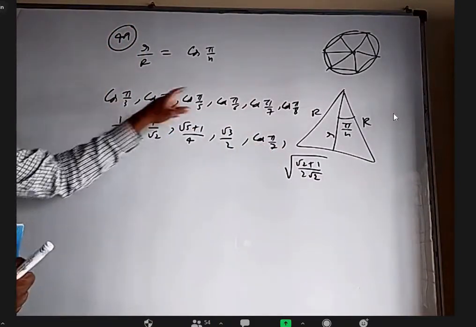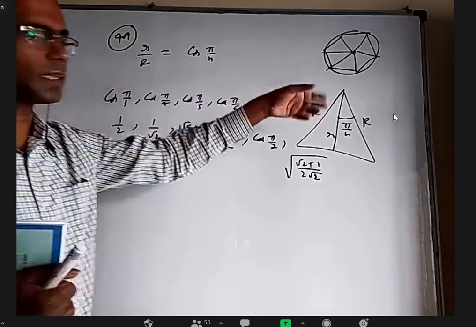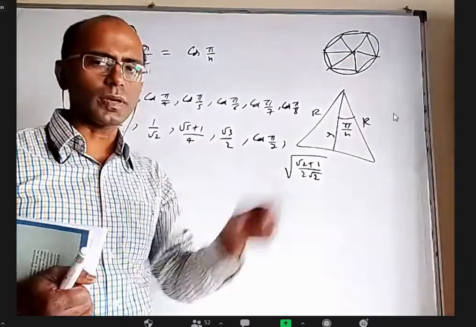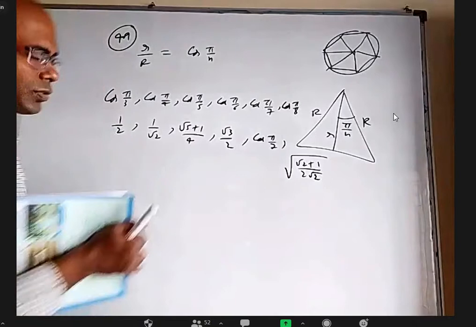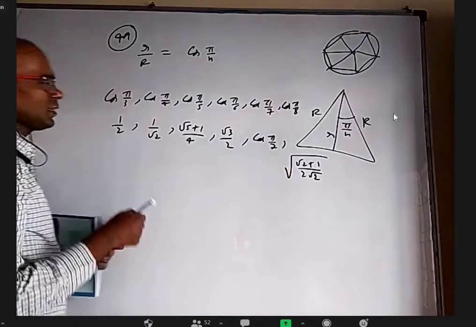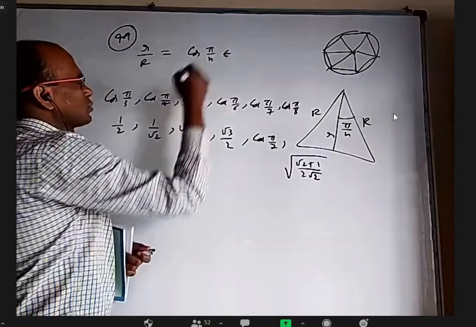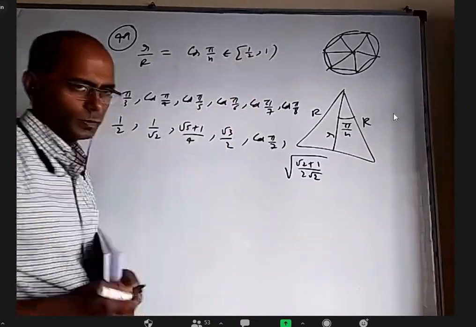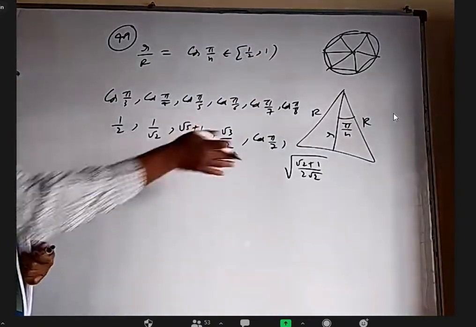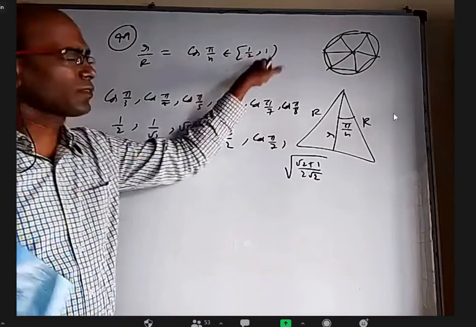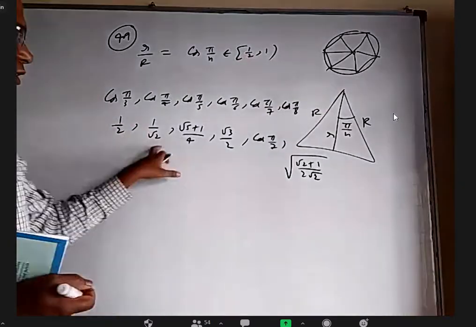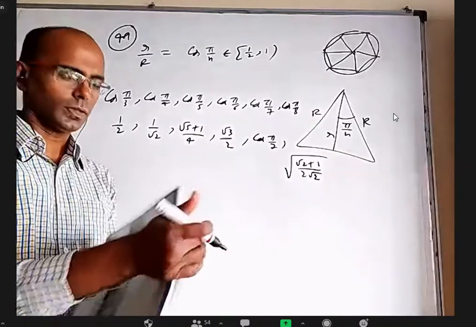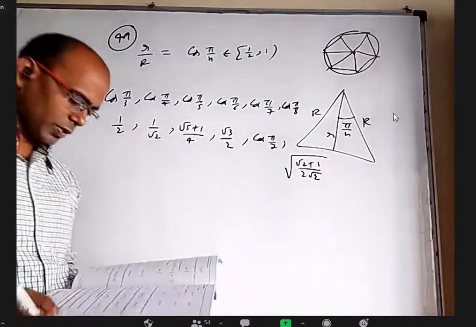Angles are decreasing because the more number of sides you take, each angle will have less angle. But when angle decreases, cos value increases. So somebody can say it belongs to closed 1 by 2 to open 1. Because from 1 by 2 to 1, but that doesn't mean every number between 1 by 2 to 1. It is only some values in between, some discrete values. Okay. Now let's look at the options.